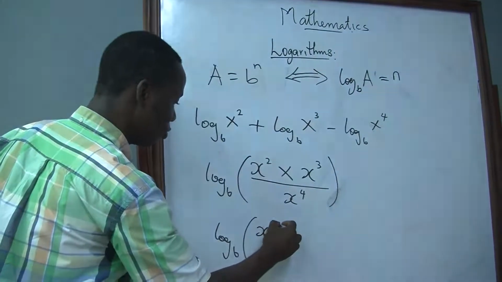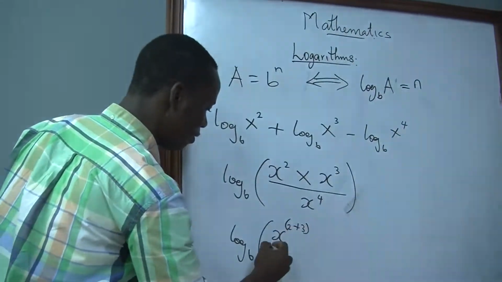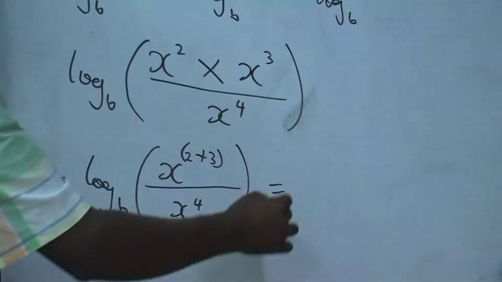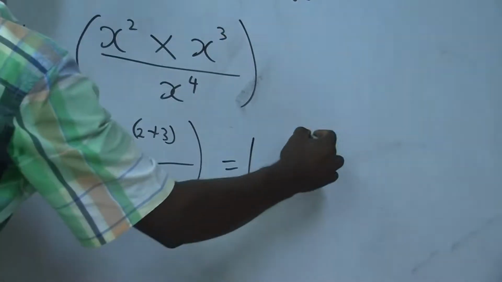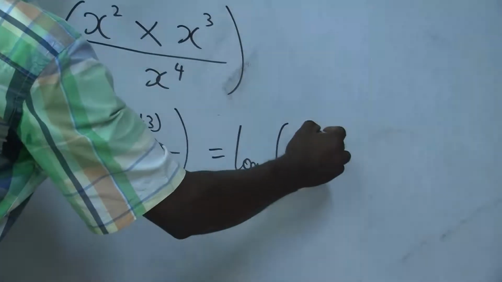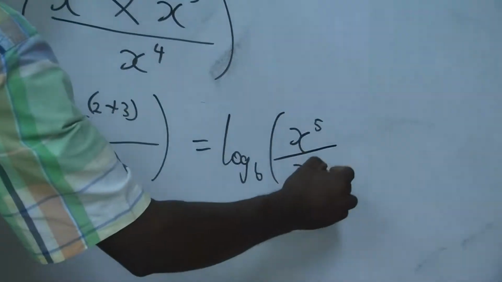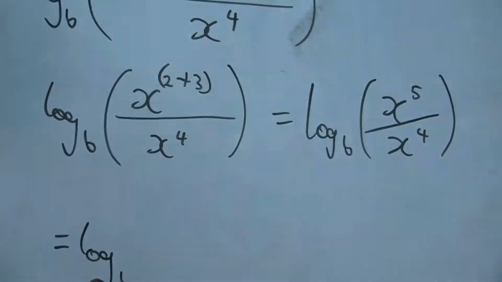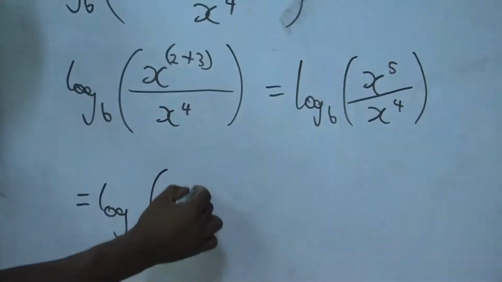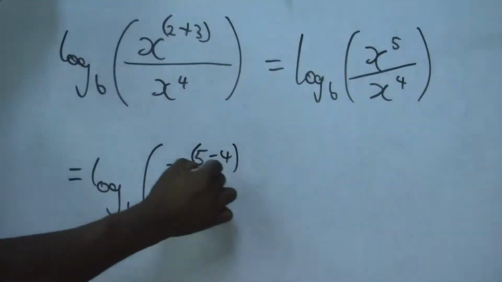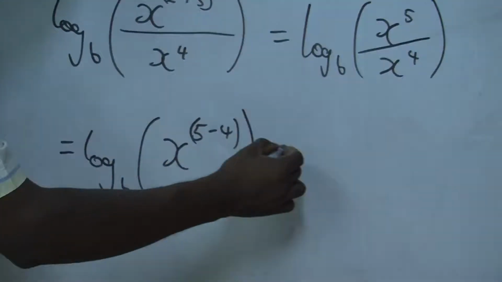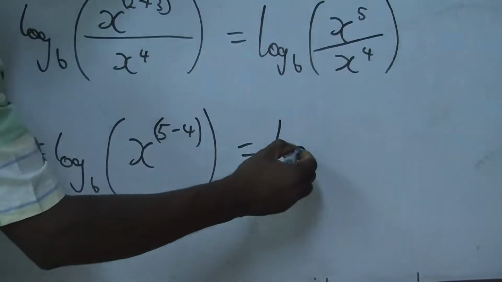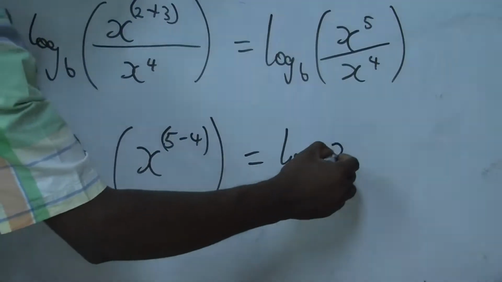x raised to the power of 2 plus 3, all over x raised to the power of 4. That equals log in base b of the bracket of x raised to the power of 5 all over x raised to the power of 4. That will give us log in base b of x raised to the power of 5 minus 4, which equals log in base b of x.